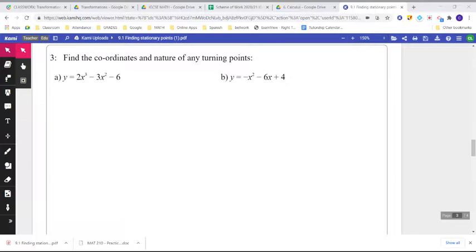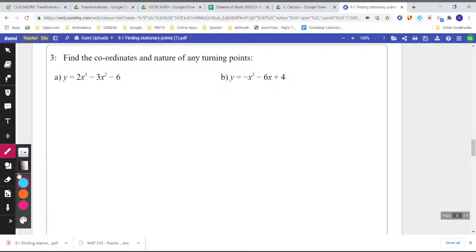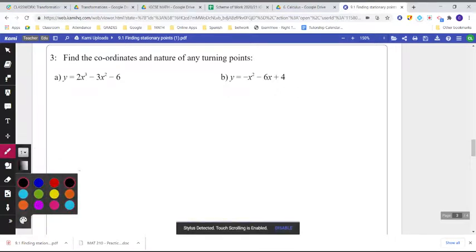So find the coordinates and nature of any turning point. I'm going to work with the quadratic here: negative x squared minus 6x plus 4. If you think of your knowledge of graphs, we already know a little bit about this graph. For one thing, we know that it's a quadratic.